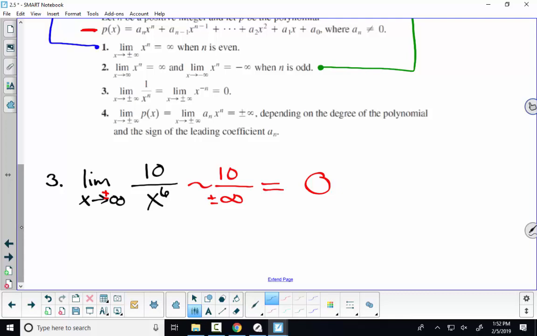So we haven't yet fully described what we're talking about here in 3. But if I take the limit at infinity on this function, and the limit at infinity equals 0, then what does that say about the function 10 over x to the 6th?